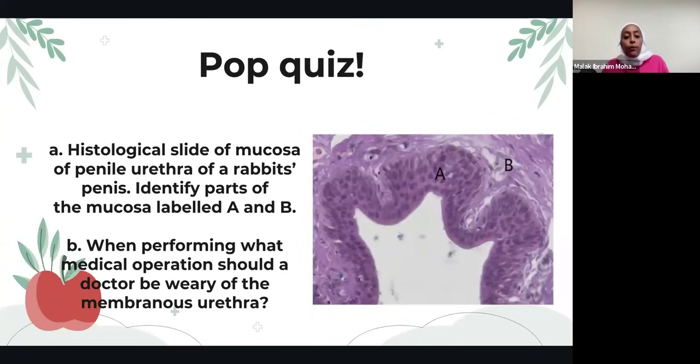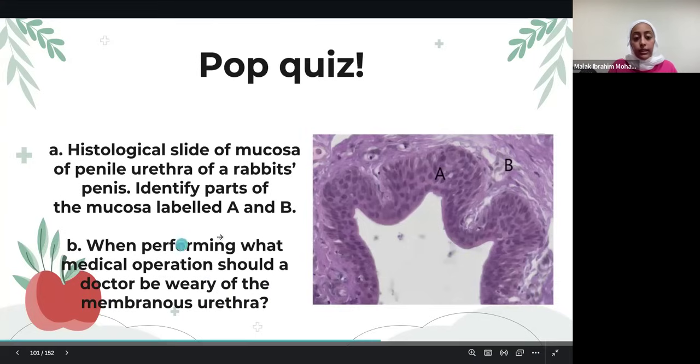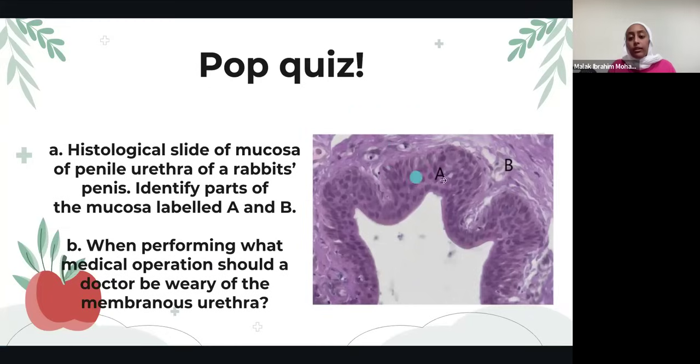Okay, now pop quiz. They're telling you that this is the penile urethra. They're asking you what's A and what's B. And when performing what medical operation should a doctor be wearing of the membranous urethra? Like what operation? And I think Malak mentioned this. And the first question is what's A and what's B?